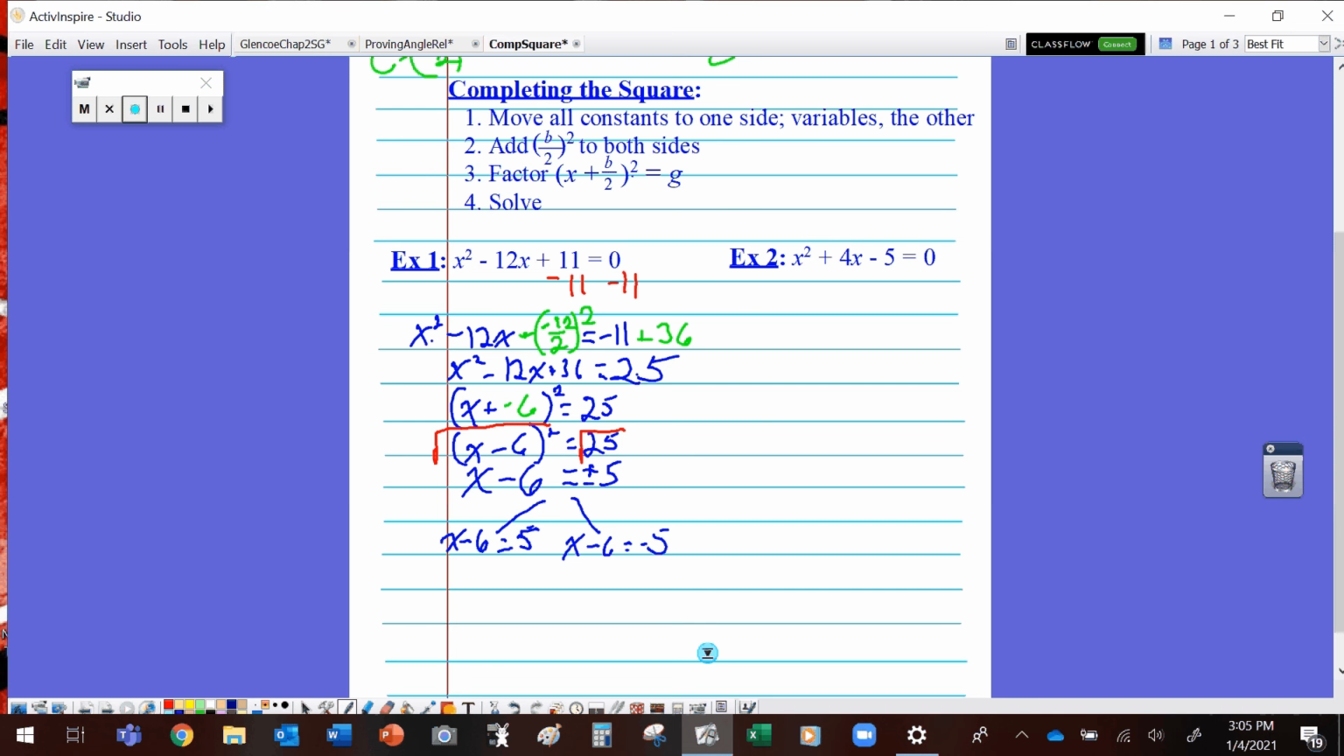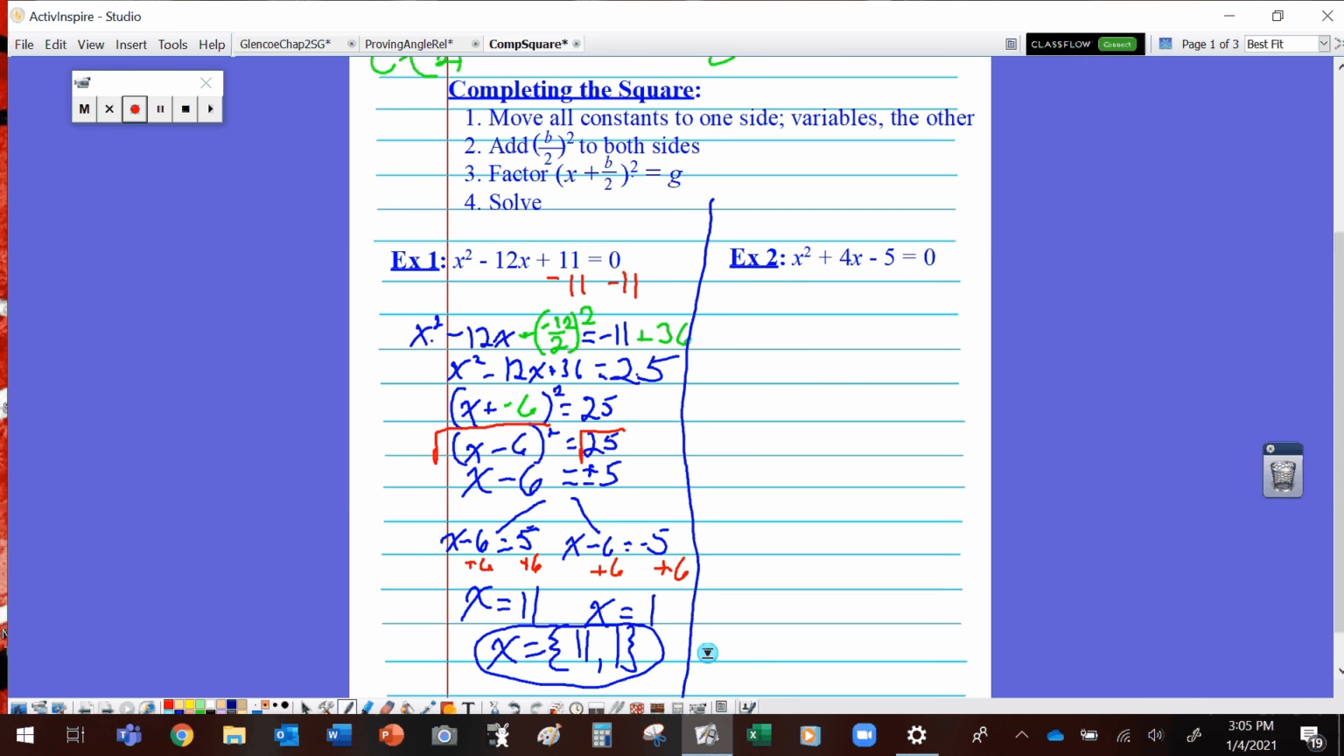So here on the first one, I'll add that 6 to both sides, and I'll get x equals 11. And then over here, I'll add 6 to both sides, and we'll get x equals 1. So my solution set is x belongs to the set consisting of 11 and 1. And there we go. Okay, let's take a look at example 2 here.